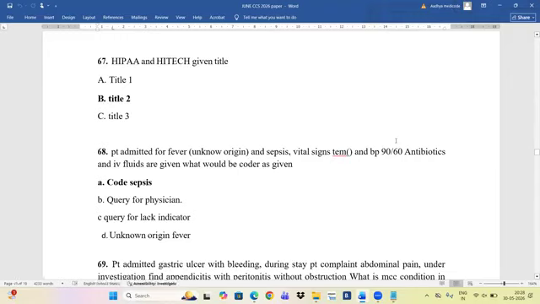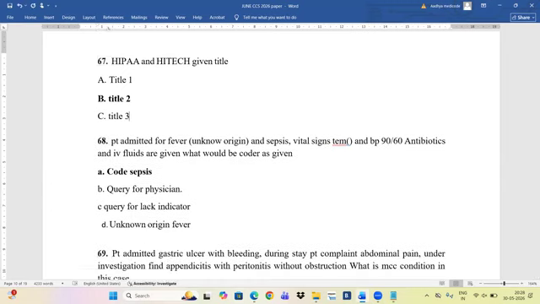See 67 onwards. HIPAA and HITECH are given under which title? So these are default questions, guys. HIPAA and HITECH come under title 2. Okay, you will get a direct question. HIPAA and HITECH come under which title? And title 2 should be the answer. Remember.